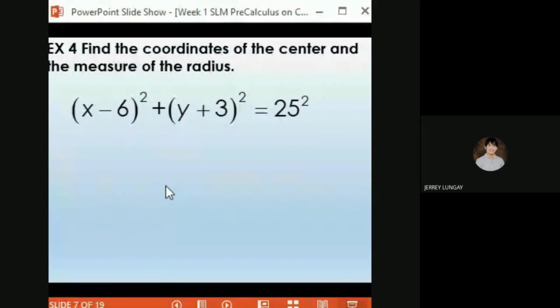Kate, I will also give 10 points for Kate because we were able to take the opposite sign of that quantity, since that is negative 6. So, the x component will become 6 and the second component, since it is positive 3, the y component will be negative 3. So, therefore, the center of the circle for example number 4 is (6, -3). Okay, how about the radius, class? What is the radius?